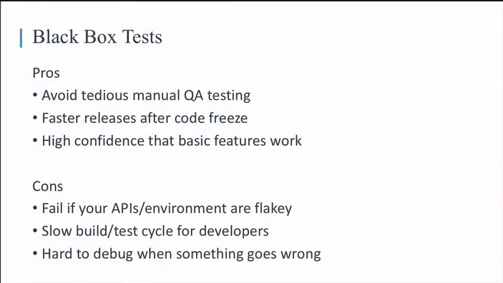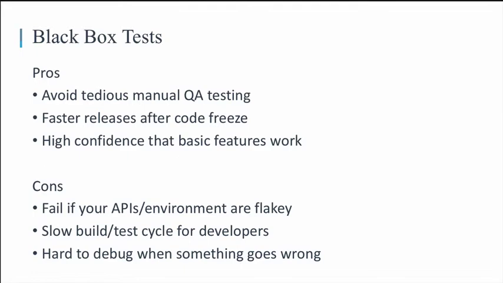So that was great. We just did a black box test. It speeds up our QA testing, makes it faster to release. It convinces us that that flow works through the app. But what's the downside? The downside is if your API or environment is a bit flaky, they're going to fail.